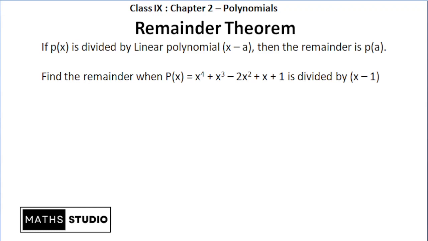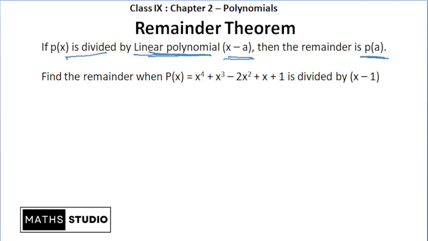Okay. So what does the remainder theorem say? That if P(x) is divided by a linear polynomial, remember this word, linear polynomial x minus a, then the remainder is P(a). Now if we try to do the long division method, the one that we did just now, then what will happen? Suppose a 1 mark question is asked: find the remainder when P(x) is this, which is divided by x minus 1. So what would be the remainder?